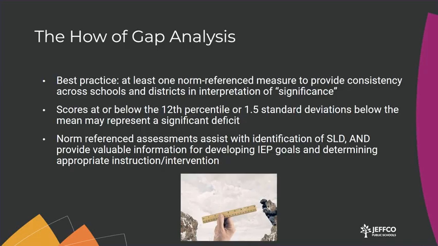If a student scores in the 13th percentile, for example, they may still be eligible as having a learning disability if other criteria are met. Norm-referenced assessments help us with identification of specific learning disabilities and should provide valuable information for developing IEP goals and determining appropriate instruction or interventions.